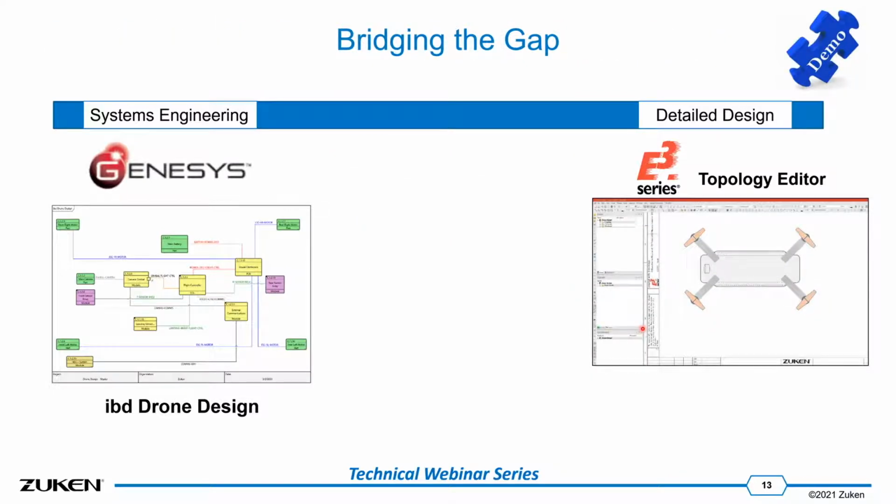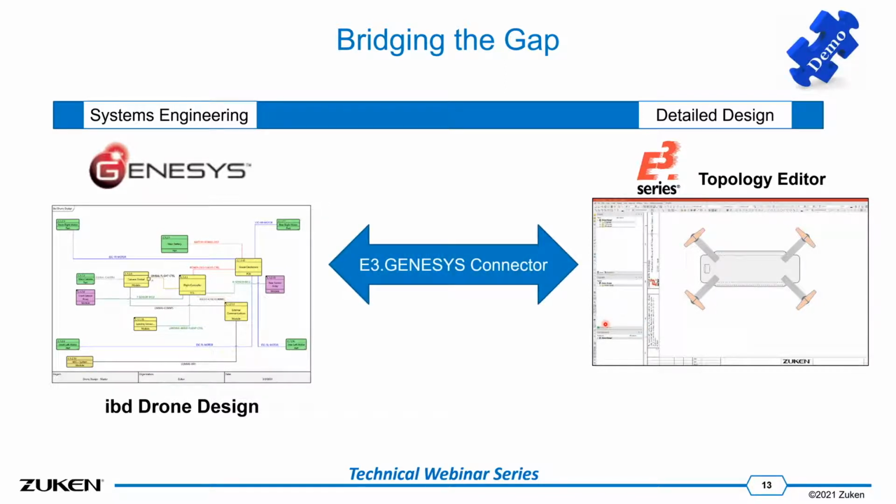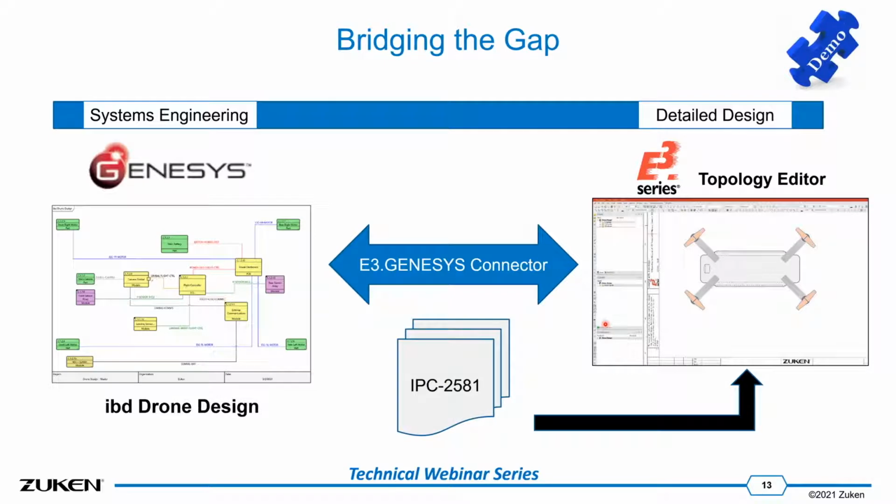And we'll be using the E3 series GENESYS connector to transfer the architecture and expose the system model. We'll also discuss the IPC 2581 standard and how that file can be used to communicate the PCB pinout, so that we can have a robust wire harness in conjunction with what's established on the system side, without having to resort to manual errors that happen all the time.